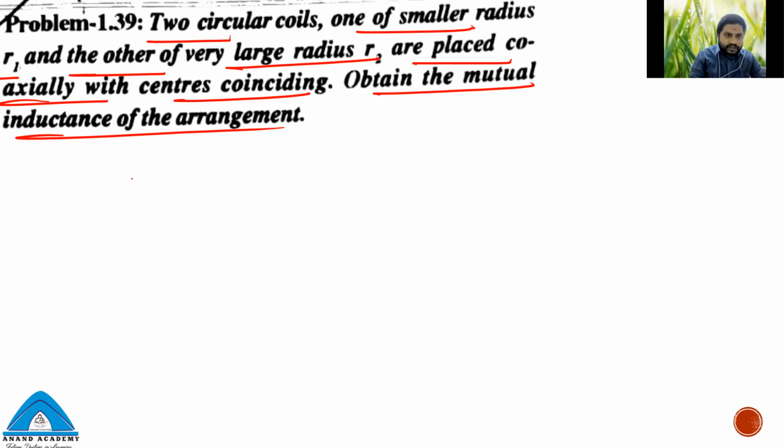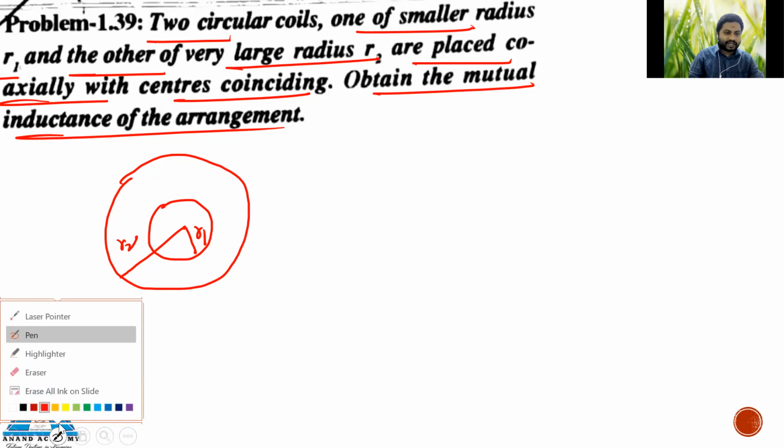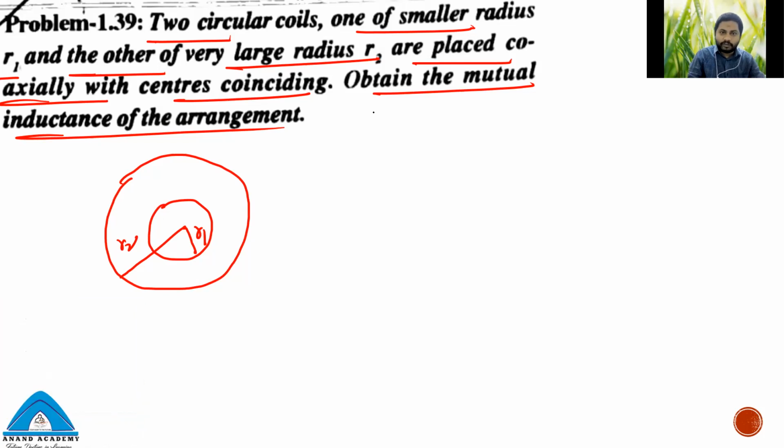So look at here, my dear students. There are two circular coils. Clearly they have mentioned, okay. One of the smaller radius, let's say this is R1. Another of the bigger radius, that is R2. Now, obtain the mutual inductance of the arrangement. How simple it is, let's see. Imagine for mutual inductance, what must be the formula?